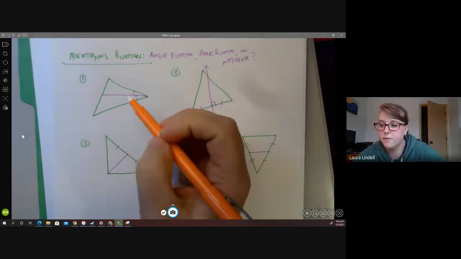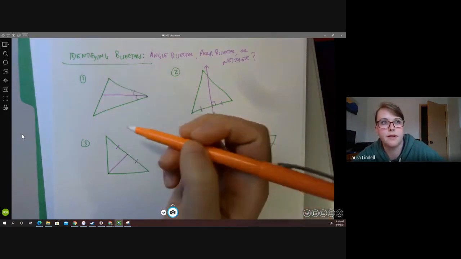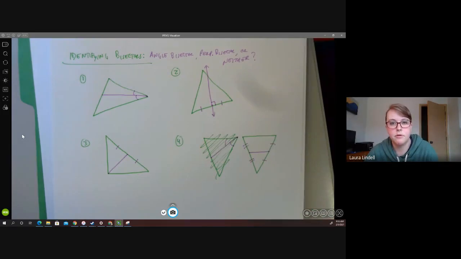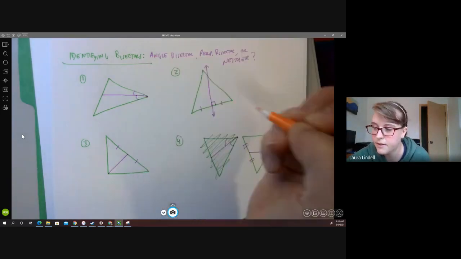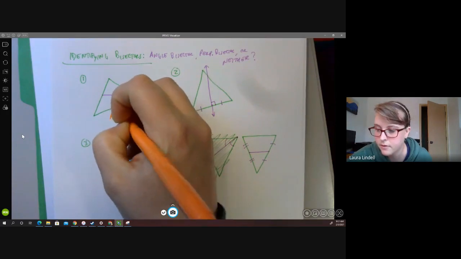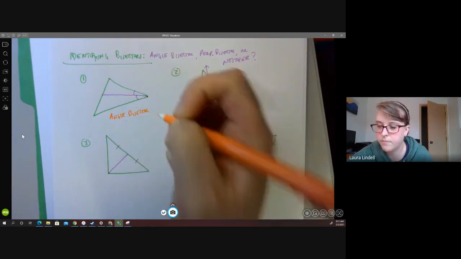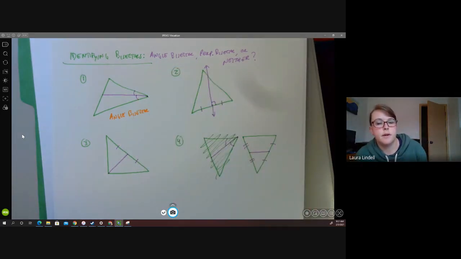So starting with this first one here, what do we think? What's going on in this picture? Is this an angle bisector, a perpendicular bisector, or neither one? Yeah, the line cuts the angle in half. So since the line cuts this angle in half right here, that's a good indicator that we're dealing with an angle bisector. So there we go.